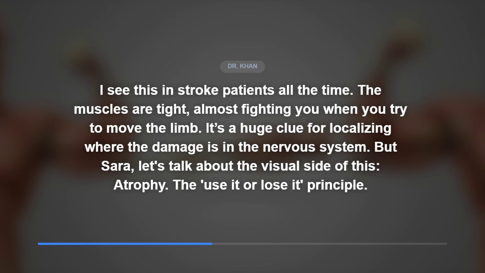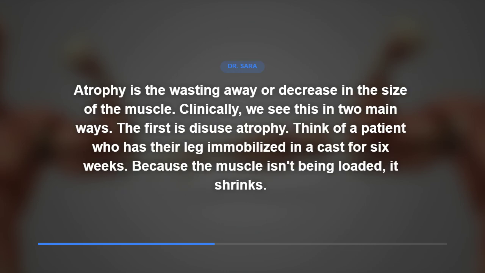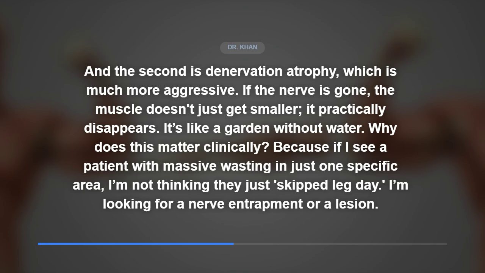But Sarah, let's talk about the visual side of this: atrophy, the use it or lose it principle. Atrophy is the wasting away or decrease in the size of the muscle. Clinically, we see this in two main ways. The first is disuse atrophy. Think of a patient who has their leg immobilized in a cast for 6 weeks. Because the muscle isn't being loaded, it shrinks.